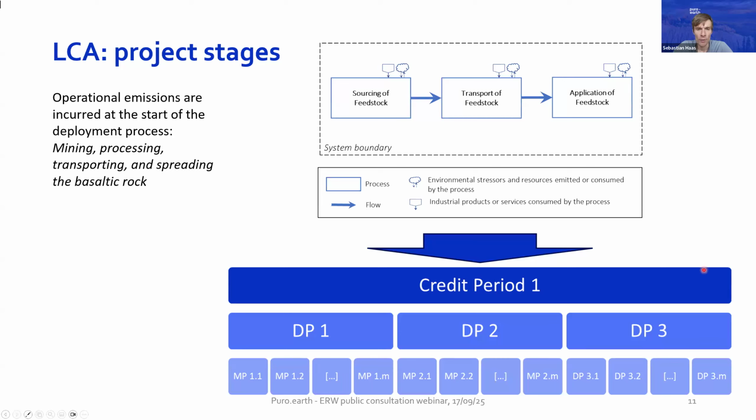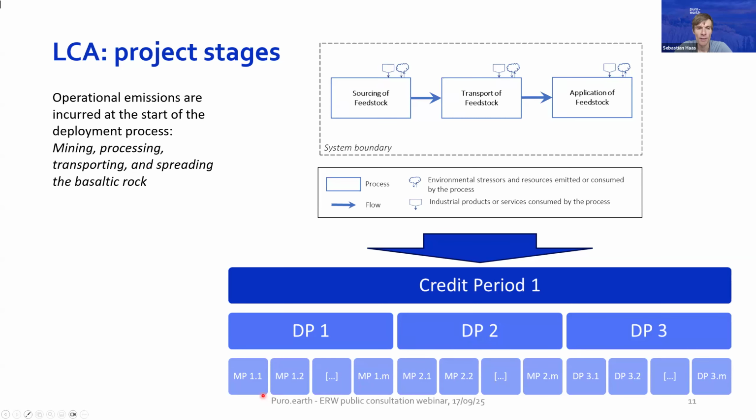So in Puro Earth lingo, so to speak, accrediting period is a 5-year period for which a production facility gets accredited. During these 5 years, you can have several deployment periods, here DP, which would start every time fresh feedstock is applied to field. Each of these deployment periods can be further subdivided into monitoring periods, where the carbon dioxide removal supplier would decide the end of a monitoring period by taking one more measurement, a final measurement for CDR quantification.